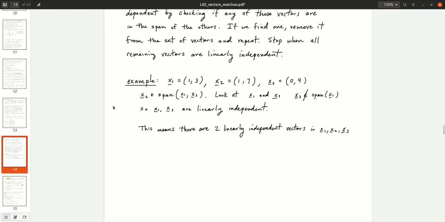Now it's not 1, because while you could technically say that there is one linearly independent vector, since x1 is linearly independent of itself, you really want the maximal number of linearly independent vectors. That's what the dimension is. So the maximum number is 2, because you can't write x3 as a linear combination of x1.